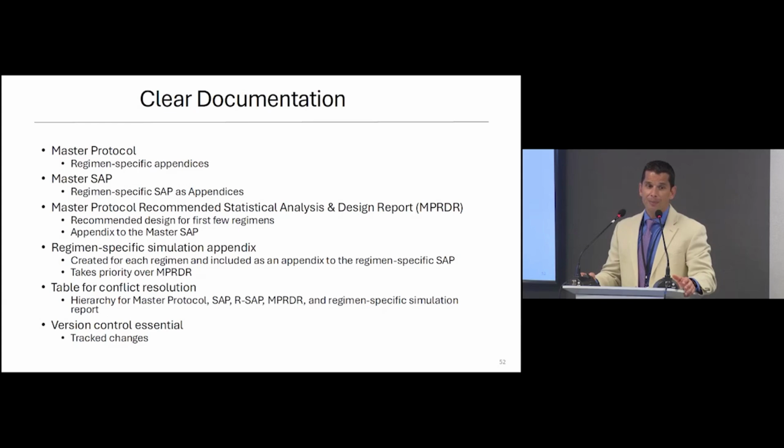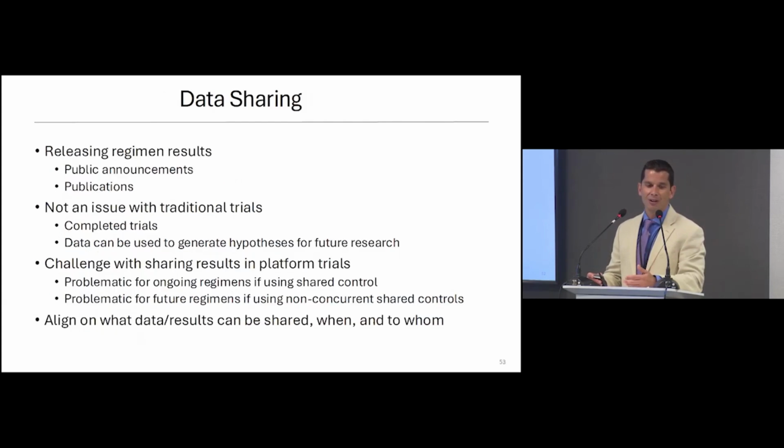Clear documentation. John talked about this, at least for REMAP-CAP, where you have these domain-specific appendices. And here, if you're thinking about just the first kind of paradigm where you don't necessarily have different domains, we have a master protocol, we have a master statistical analysis plan, we have what we call a statistical analysis and design report, where you have all the simulations. You have a simulation appendix for each regimen that comes in. You have a table for conflict resolution, because what happens if you update one but you forget to update the other? So you need to have some sort of hierarchy. Version control, essential; communication, organization, all very, very important.